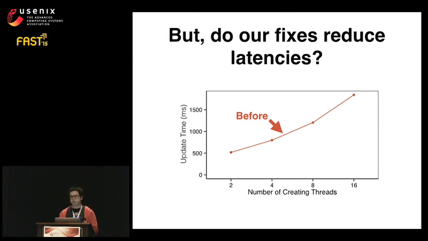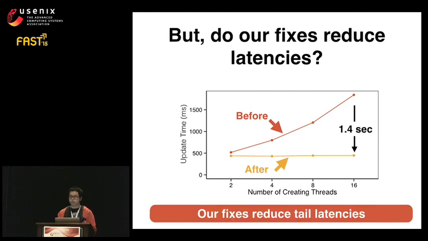X is the number of threads that we used to create these files. Y is the update time of the file. You can see that the before curve goes up as you have more threads, but after our fix, the time is almost constant. Our fix reduced latency by up to 1.4 seconds in this case, which is significant for interactive services. So we do reduce latency.